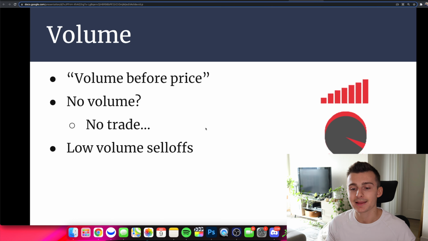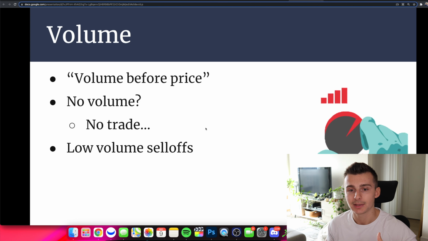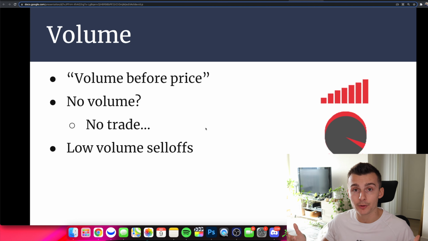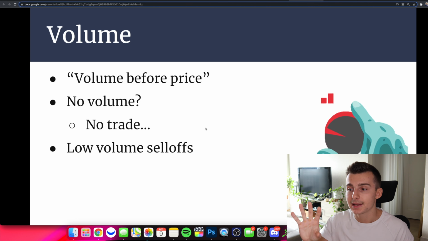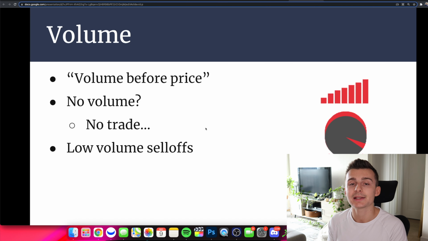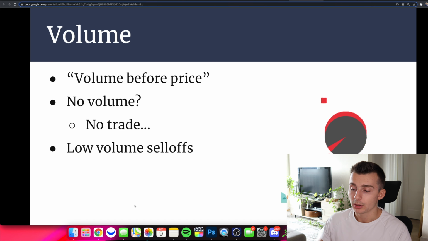If we see a stock that is going down, down, down, down, down, and then all of a sudden it stops going down and starts to consolidate, and then the volume picks up and we see higher volume, what's that telling us? The stock is not moving, but volume is increasing. It may be setting up for a reversal back to the upside. That's what I love to use volume before price for. That's one of the biggest uses of it. I also want to touch on low volume sell-offs.